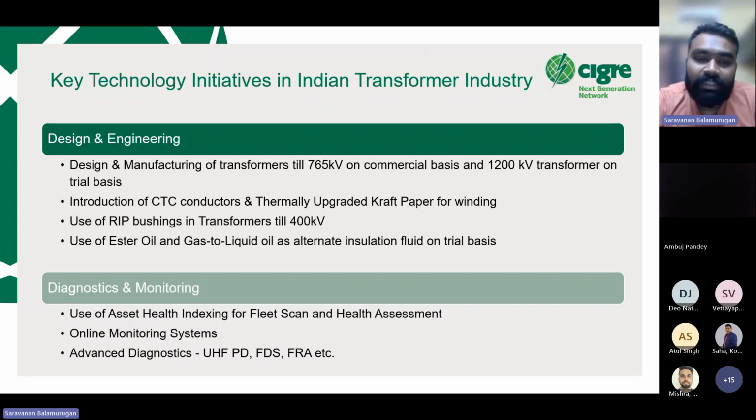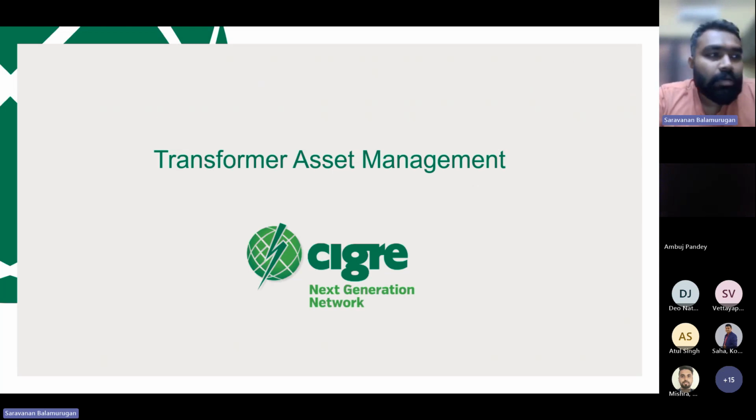Online monitoring systems, use of advanced diagnostics techniques like UHF, ultra high frequency partial discharge, frequency domain spectroscopy, and so on. These are just to give you an idea of what our industry is, and the direction in which our country is going, both on a financial as well as on a technical level. Now, let's take a small breather to understand what is transformer asset management.